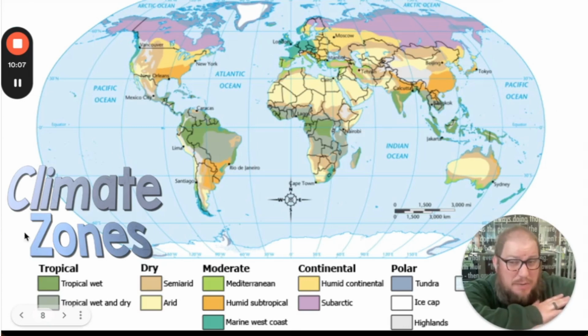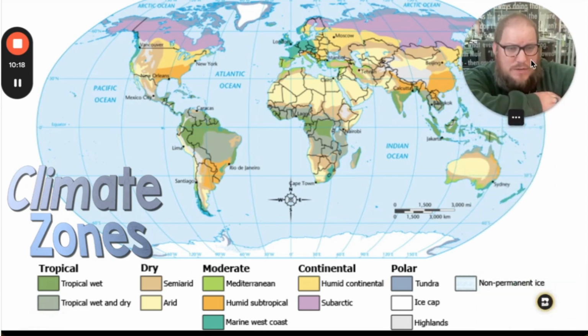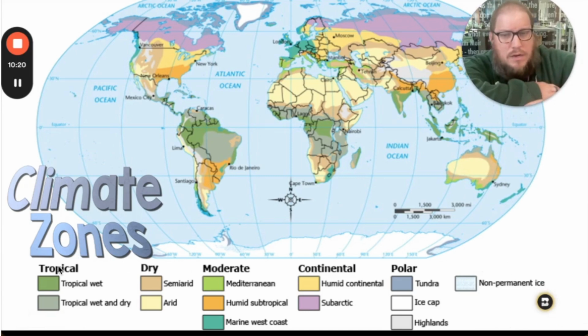We can talk about climate zones. We can look at a variety of different maps that break it into a variety of different climates and subclimates. So if I move myself up here really fast, we can see here are some versions of a tropical climate, a dry climate, a moderate climate, a continental climate, a polar climate, and areas where there's non-permanent ice. We're not going to need to get nearly this specific in the way that we look at climate zones.